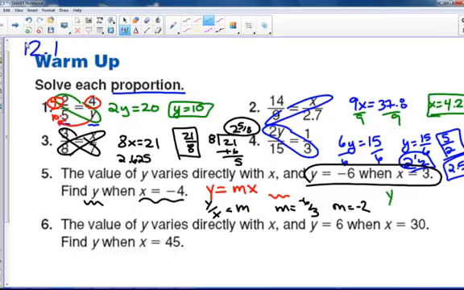Now I need to find y when x is -4. So remember, y equals mx. My m is -2. My x is -4. So my y would be 8.